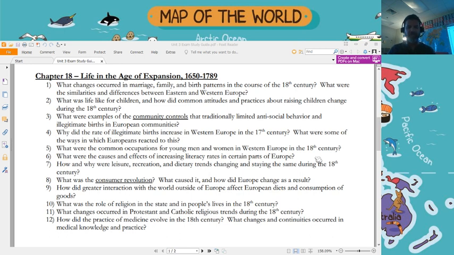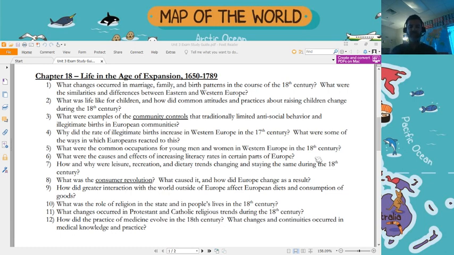Now, 8, what was the consumer revolution? What caused it? How did Europe change as a result? This ties back to increasing global trade and to the industrious revolution in northwestern Europe, because in some parts of Europe, especially England, the Netherlands, and France, you see increasing availability of consumer goods and a higher standard of living.